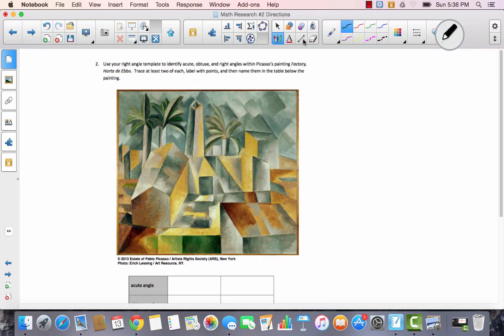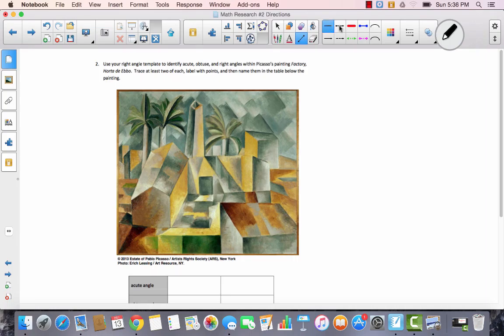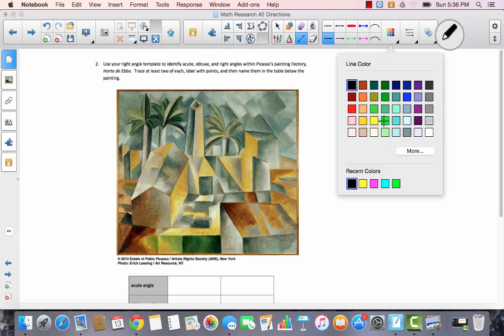All right, so I'm going to go ahead and make a line, and I'm going to make the color of the line, I think, green. I think that'll make it a little bit easier. And I'm going to go ahead and use the ray setting, and I'm looking for angles that are less than a right angle. So you can take your right angle template and fit it into these shapes. There are lots and lots of angles. I'm just going to kind of look for a couple.